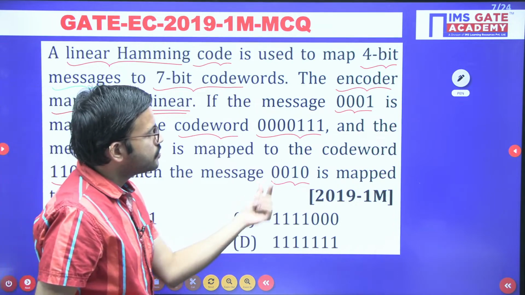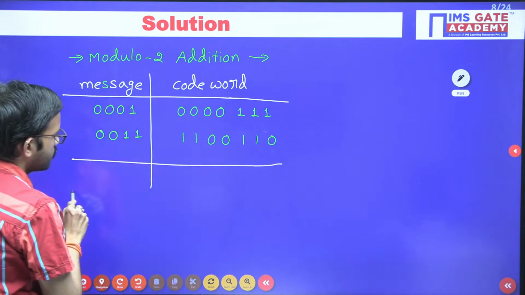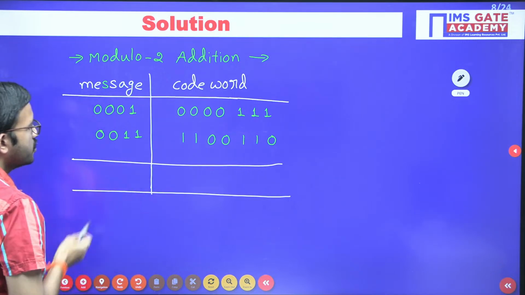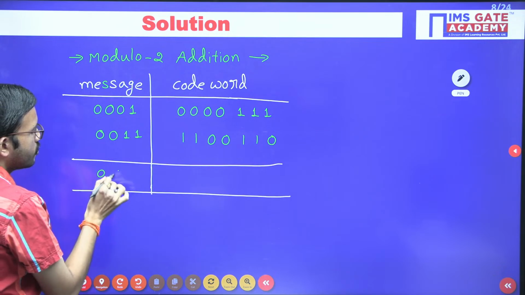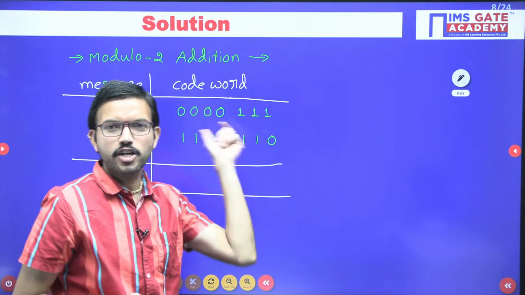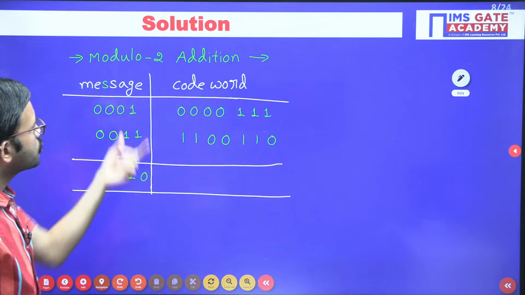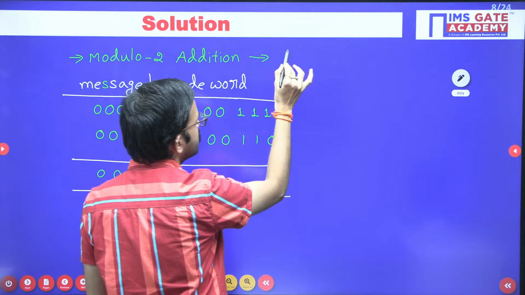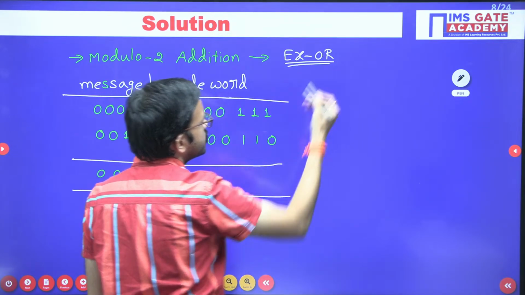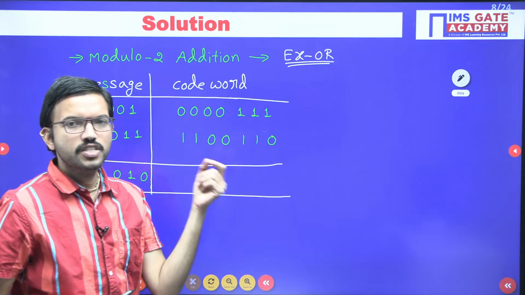Now they are asking for 0010. Any guess? It is very simple. Modulo 2 operation means what? Modulo 2 division operation, right? So that means here you are going to get your XOR function. XOR operator, right? Whereas logical OR operator means 1 plus 1 you are going to get 2.